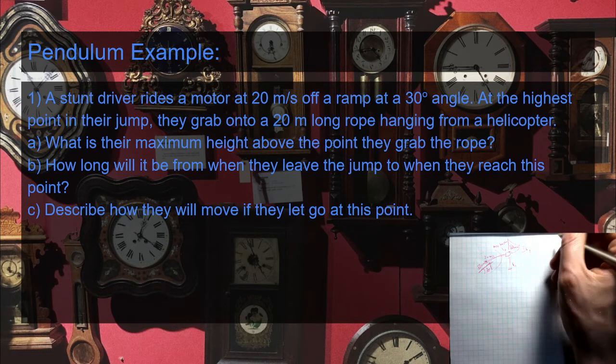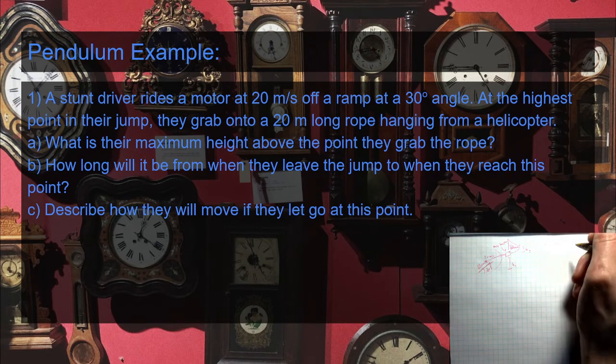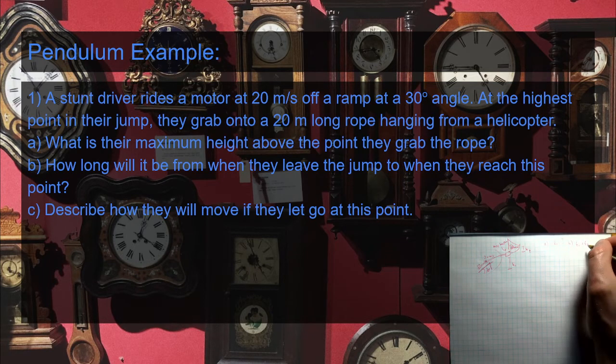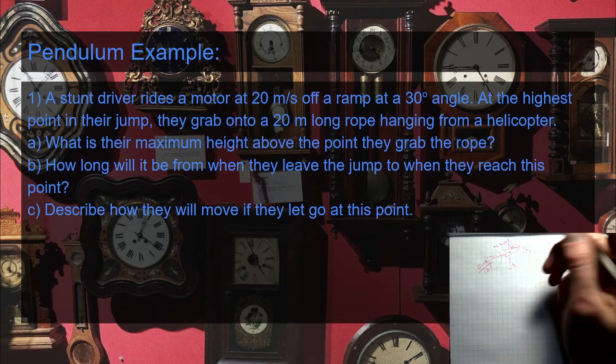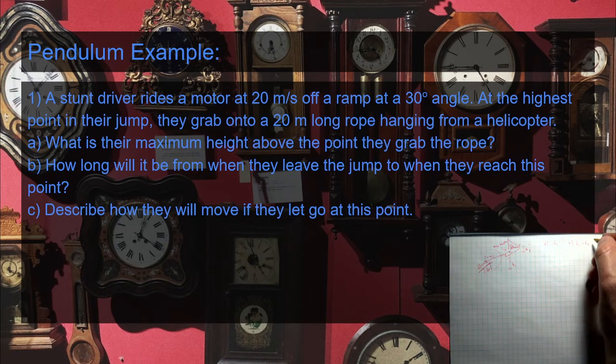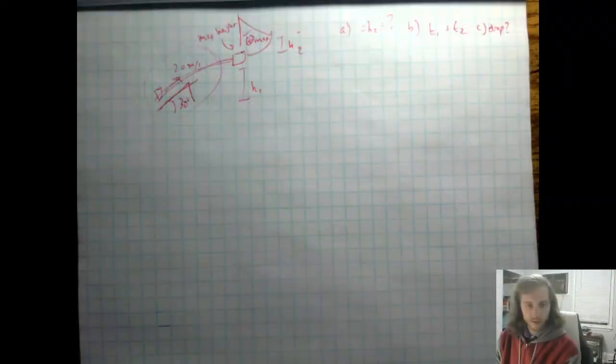And then for A, we're asked for what H2 is. For B, we're asked for time 1 plus time 2, the time for the first section and the time for the second section, up to the max. And for C, we're asked for dropping and what'll happen when they drop from there or let go from there.